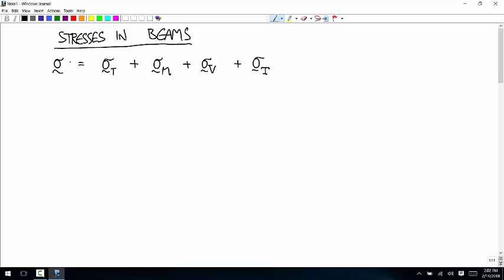The first one is tension compression. We've already done this calculation, but I'll just do that first. So the first category is stress due to tension and compression.